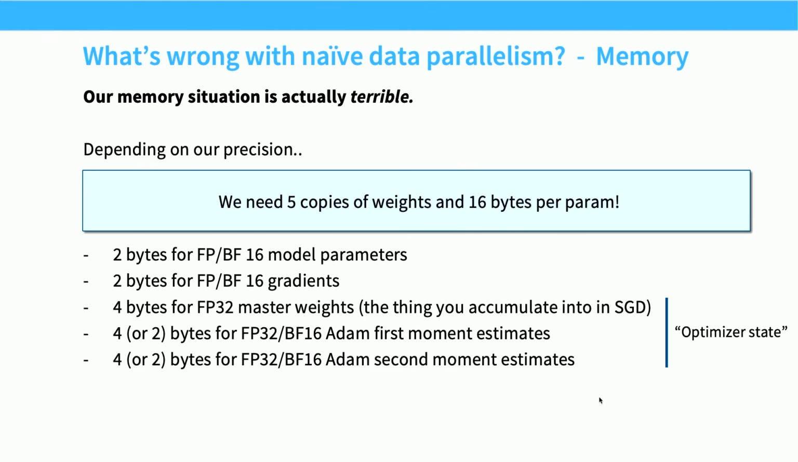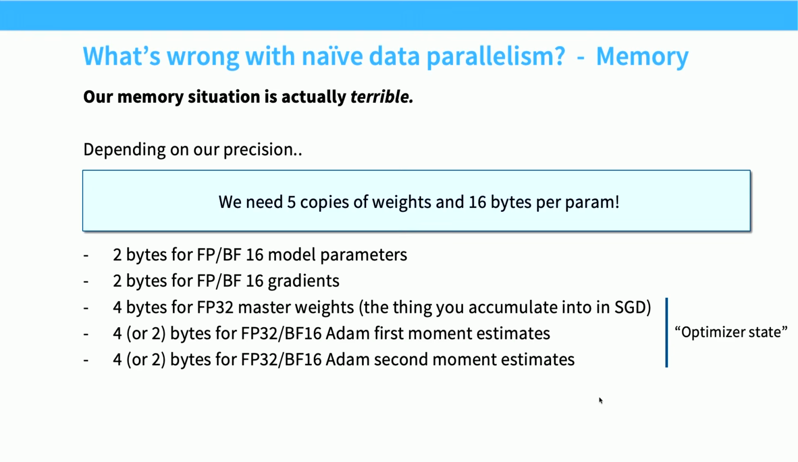And not only do we need to store a lot of stuff, it's actually more than the parameters. The rule of thumb, which depends on your precision, is that we need something like 5 copies of weights and 16 bytes per parameter to store a model. We need to store our model parameters. We need a place to put our gradients, the accumulator before we put them into the model parameters. But you might need to store more stuff, like a higher precision accumulator that you accumulate into in SGD. This might be temporary, but you might need it.